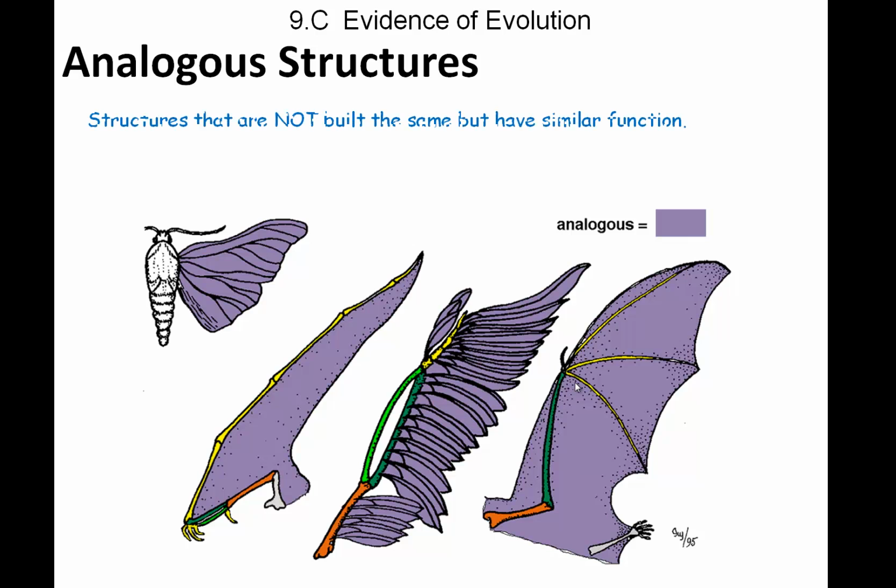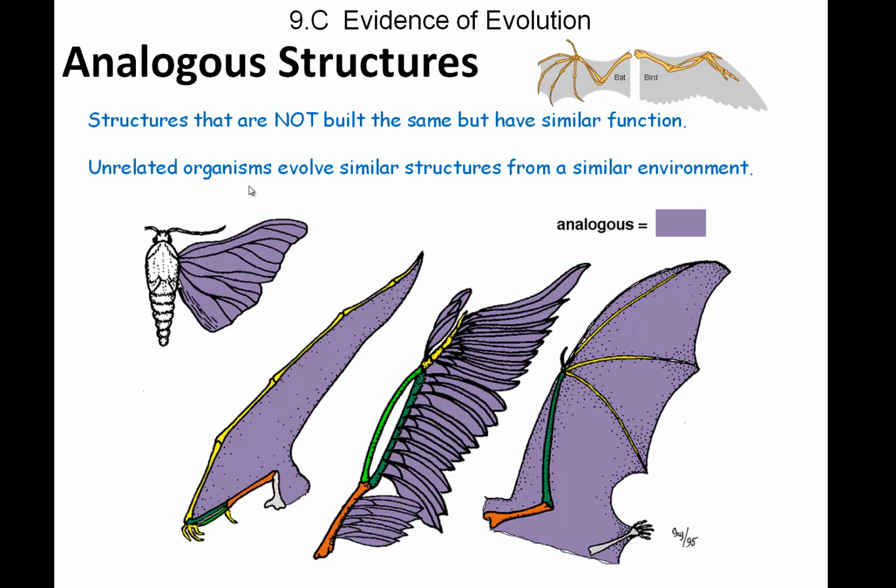Analogous structures are anything that is not built the same way but has a similar purpose. If you take a look, we have a moth, a dinosaur, a bird, and a bat, all using these particular bone structures for the 3 big ones, and a non-bone structure for the moth, but these are analogous structures. Bird wing and bat wing were homologous, but they're also analogous. These are unrelated organisms with similar structure, showing that they come from a similar environment. They all fly through the air.